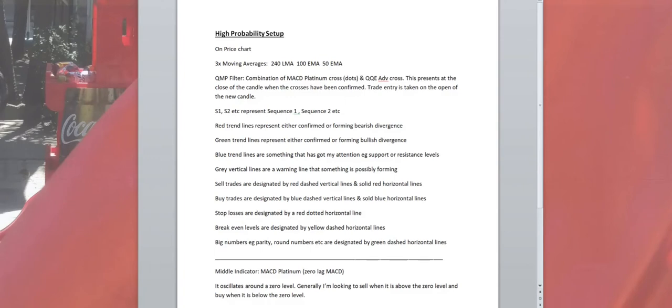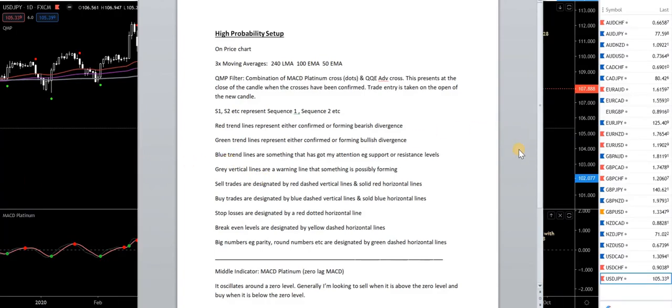Hopefully that cleared a few things up for you. Again, here's my notes. If you're wondering what all those different colours meant or different lines, you can pause the video, read that, or take a screenshot, etc.